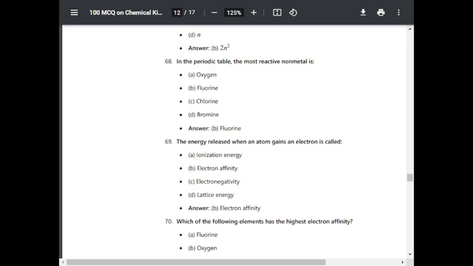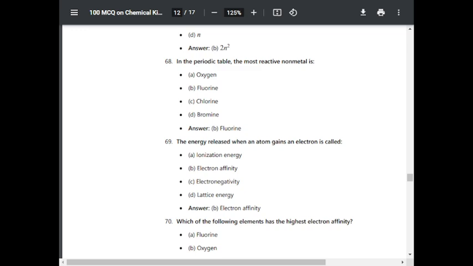Question number 68. In a periodic table, the most reactive known metal is. Option A, oxygen. Option B, fluorine. Option C, chlorine. Option D, bromine. The correct answer is B, fluorine. In a periodic table, the most reactive known metal is fluorine. Option B is correct.